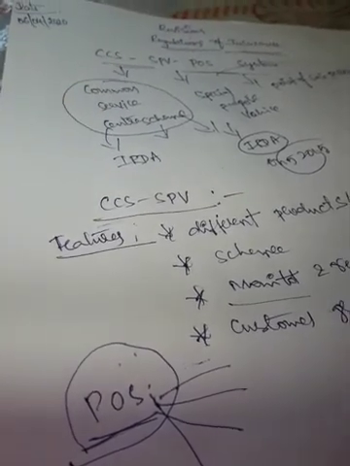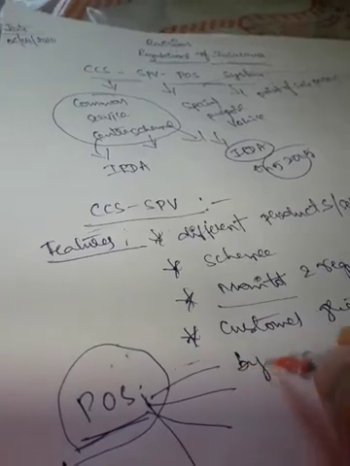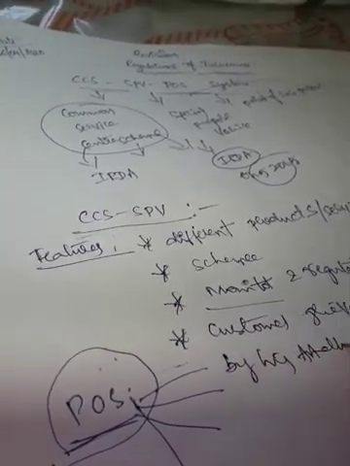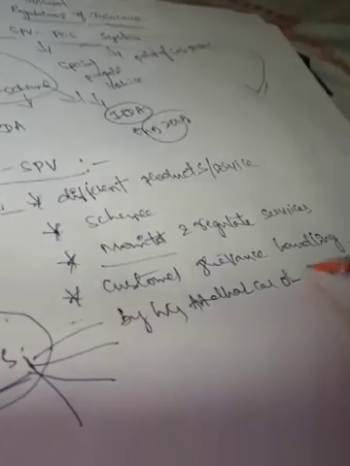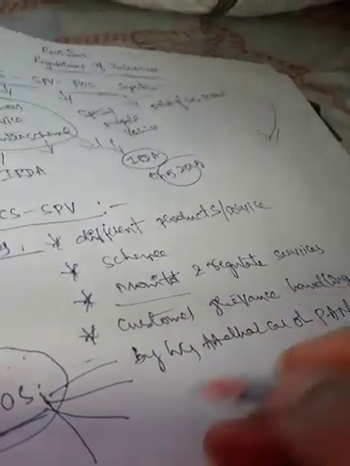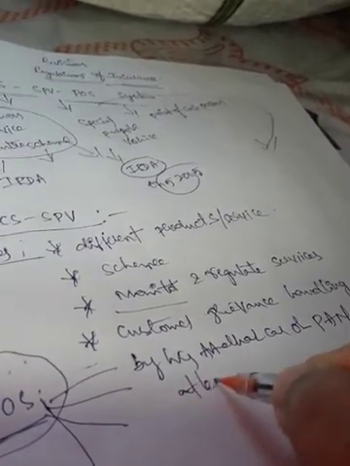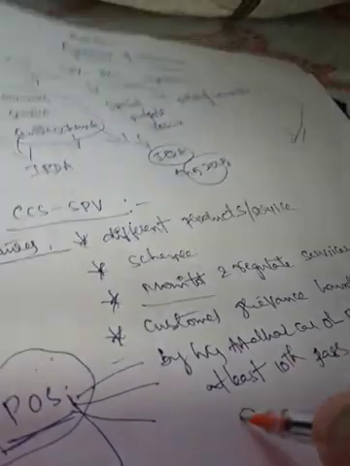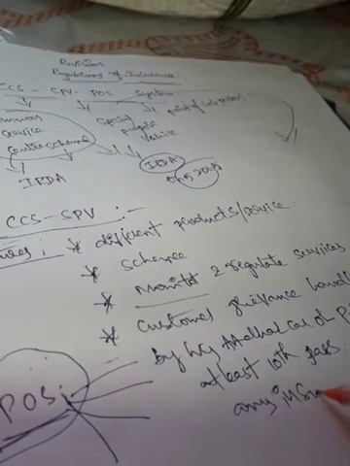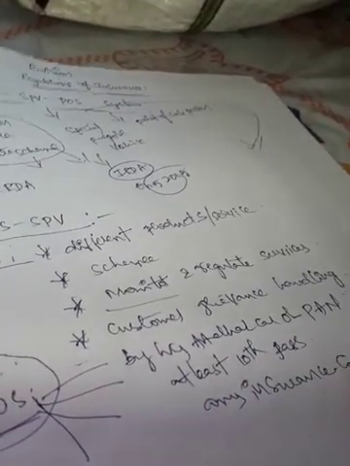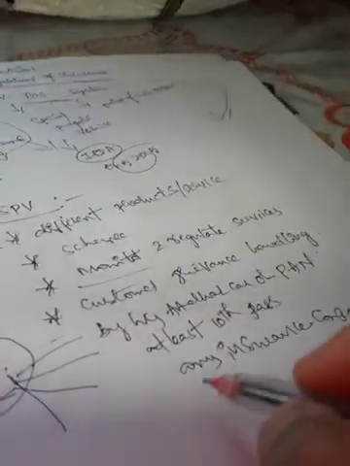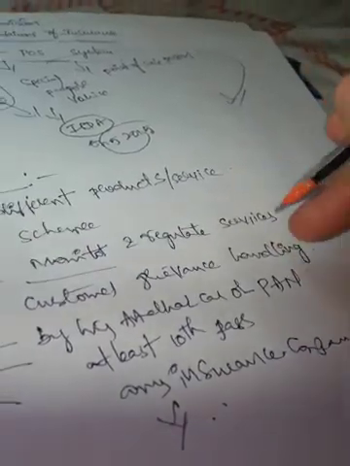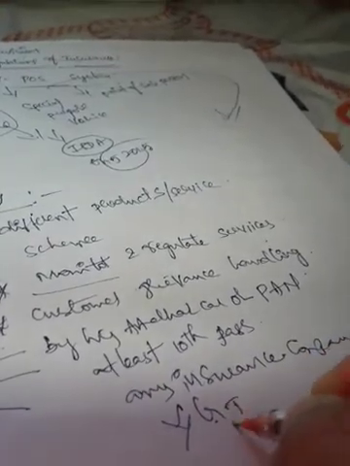A point of sales person shall be identified. He will be identified by his Aadhaar card or PAN card, and the person must have a qualification of at least 10th. That means the person should pass at least 10th, and he should represent an insurance company. Compulsorily he should represent any one insurance company, and he can sell any policy on behalf of the insurance company. The policy may be either a general insurance policy or a life insurance policy.